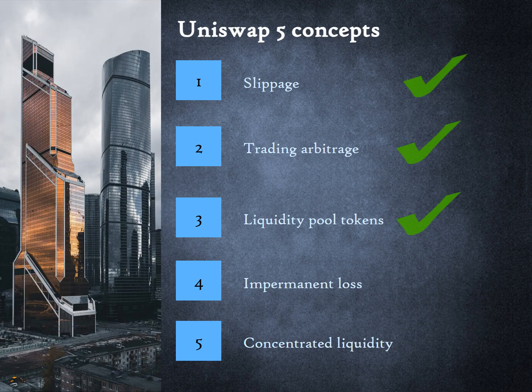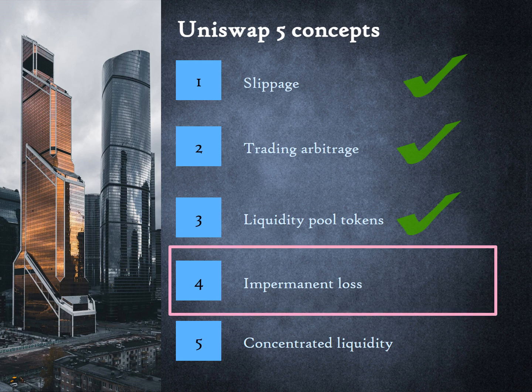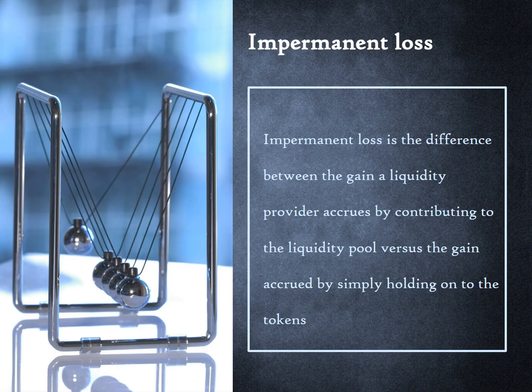Now it is time to move on to a very important concept in decentralized exchanges called impermanent loss. Impermanent loss is the difference between the gain a liquidity provider accrues by contributing to the liquidity pool versus the gain accrued by simply holding on to the tokens. Next, we will illustrate this with an example.